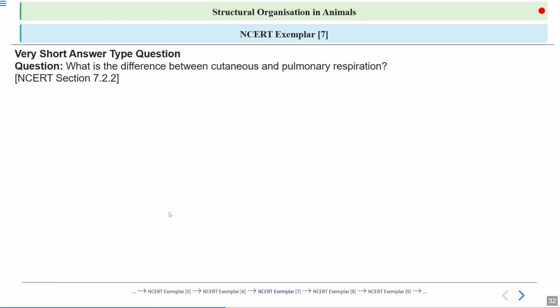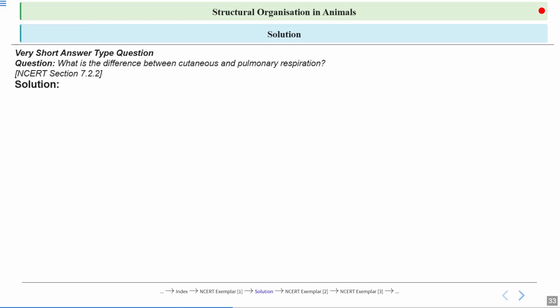Next question. What is the difference between the cutaneous and pulmonary respiration? Let us see the answer. This question is coming from the NCERT section 7.2.2.